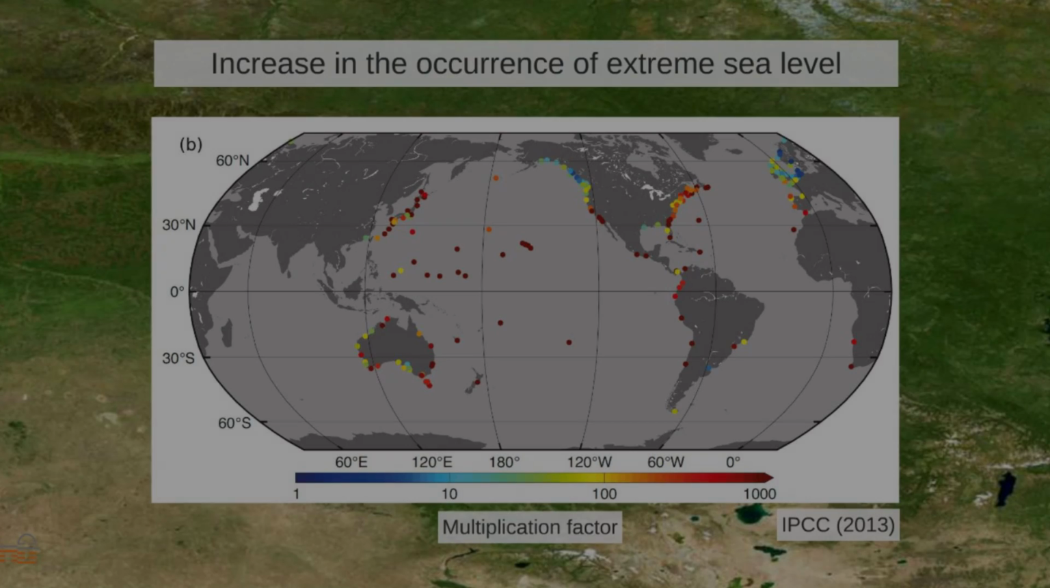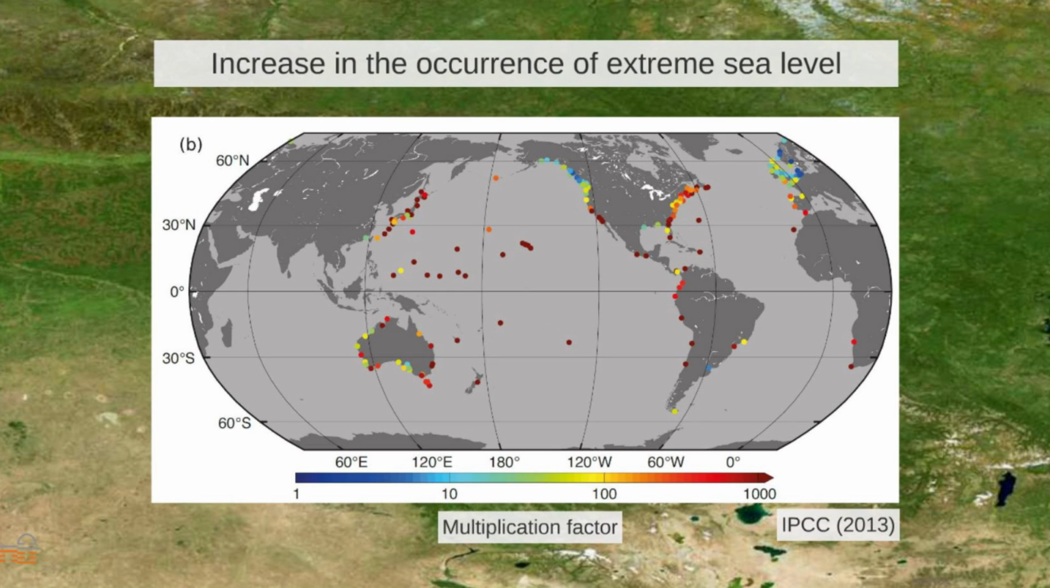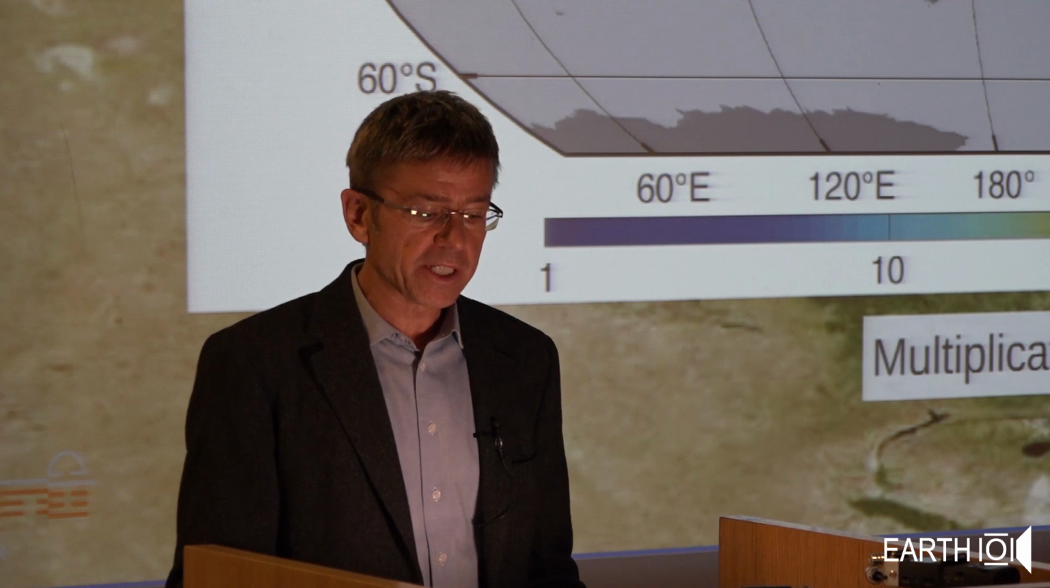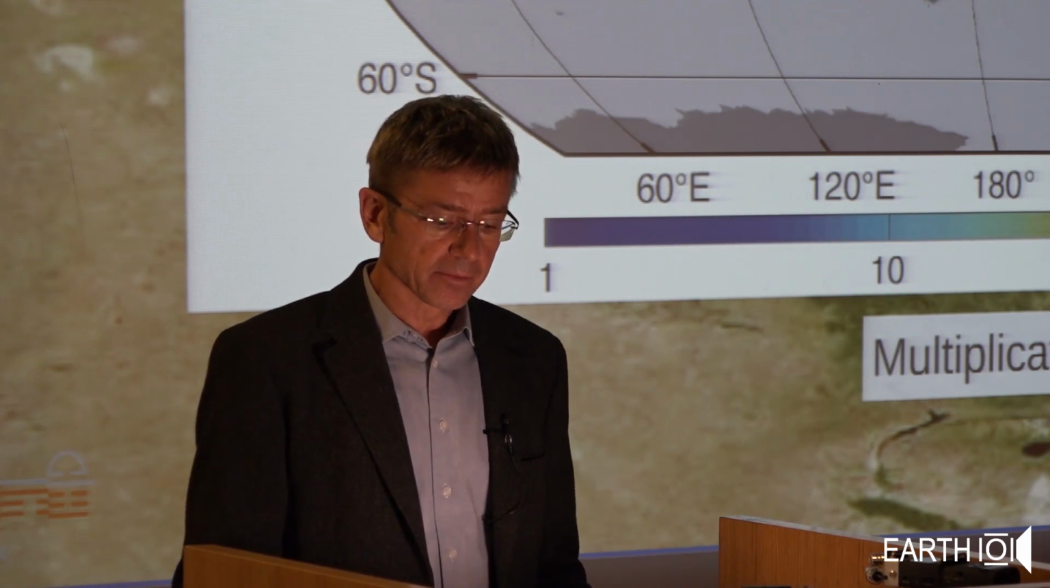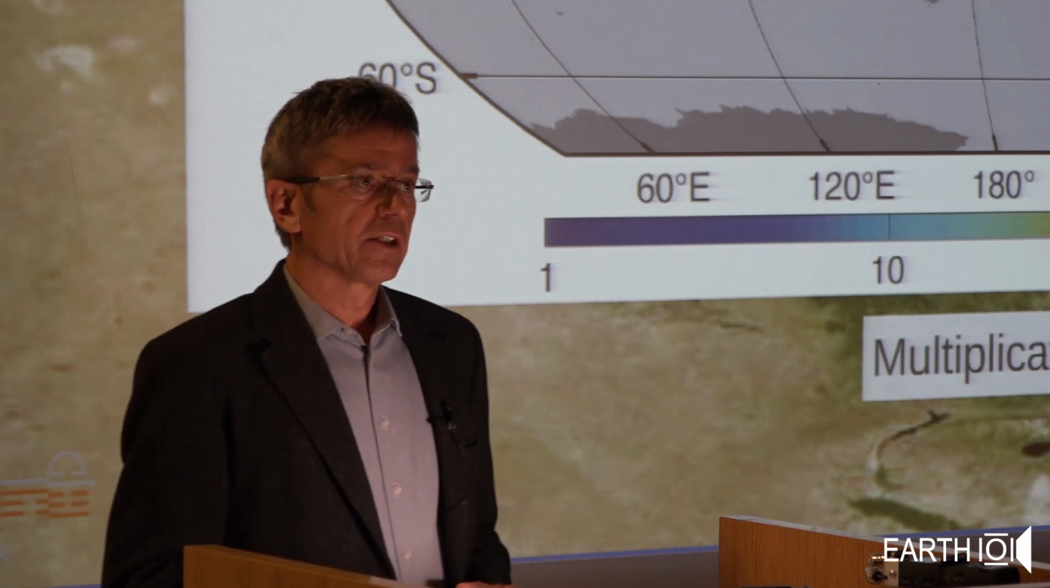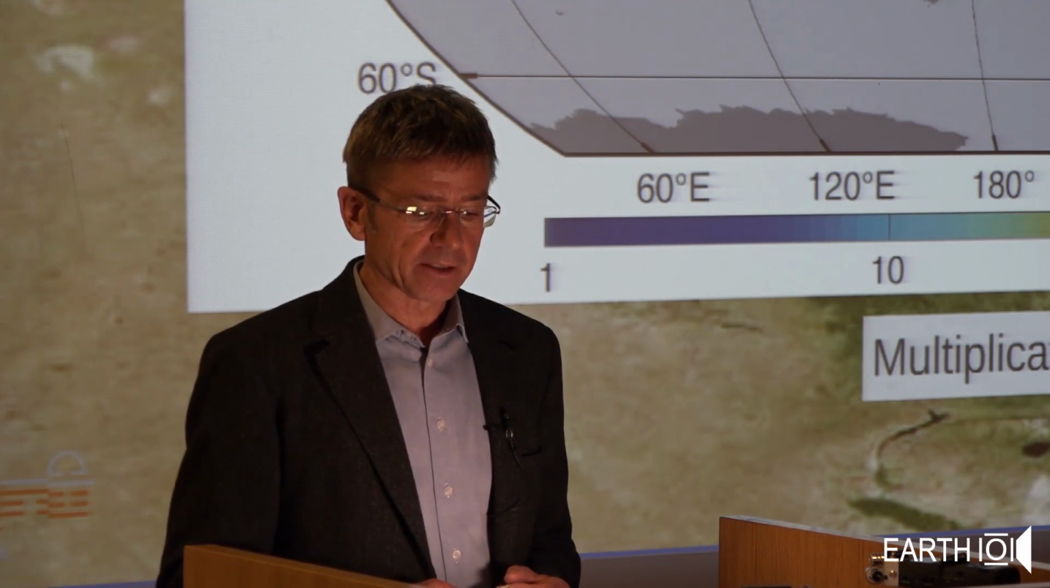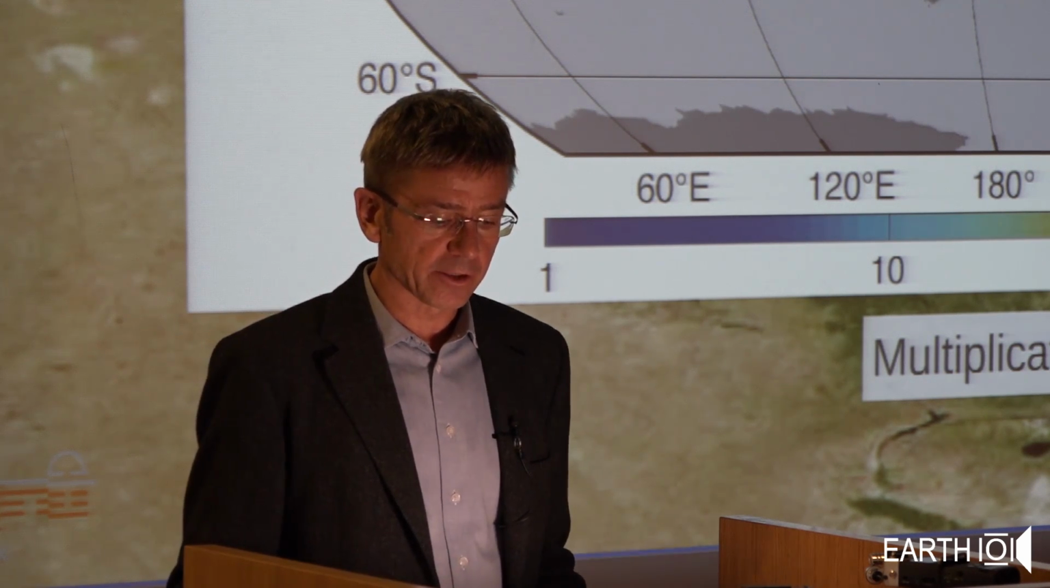So finally, I want to say a few words about the consequences, the impact of sea level rise. And one of the first ones that we feel is that the frequency of extreme sea level, or you could call it storm surges or flooding events, is going up with sea level rise. And this is for a medium global warming scenario here from the IPCC report, showing by what factor the frequency of flooding events along different coastal sites here goes up.